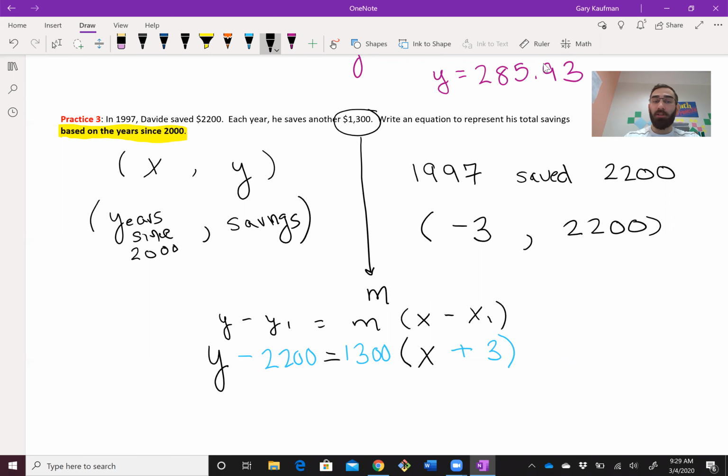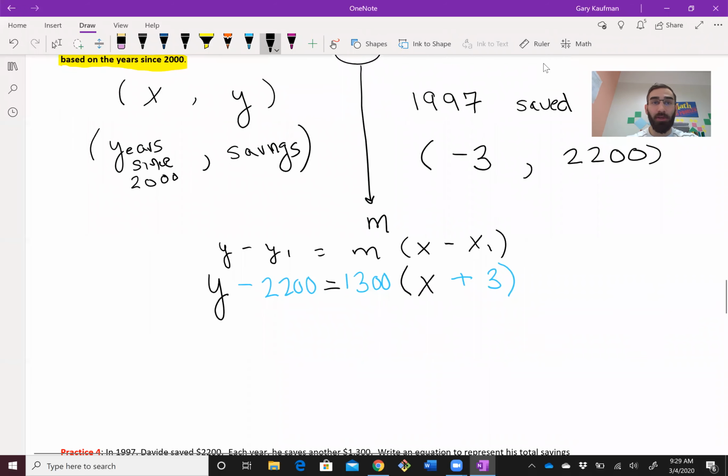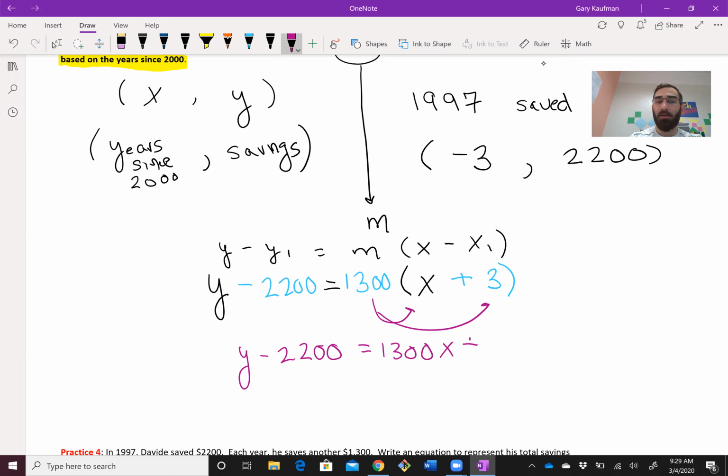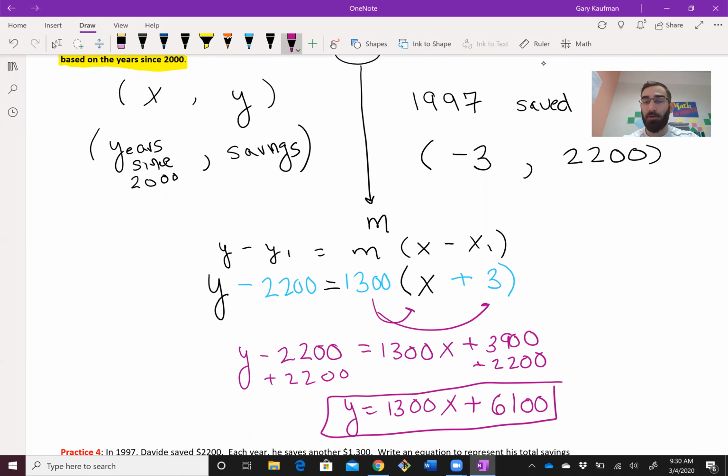So our best form is point slope form. So here it is in point slope form. Remember, we substituted in a -3. That's why it became +3. Feel free to put it in slope intercept form. And if you were to do that, you'd be finding the initial, how much he had in 2000. So 1,300x plus 3,900 plus 2,200. So y equals 1,300x plus 6,100. You didn't have to do this, but you could have.